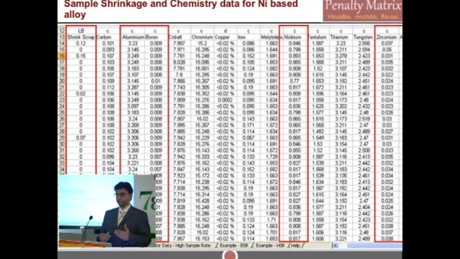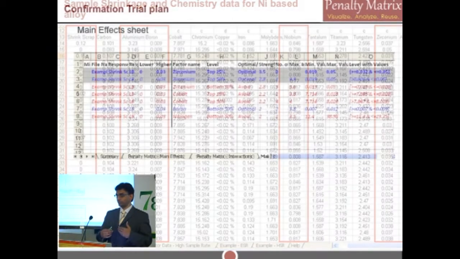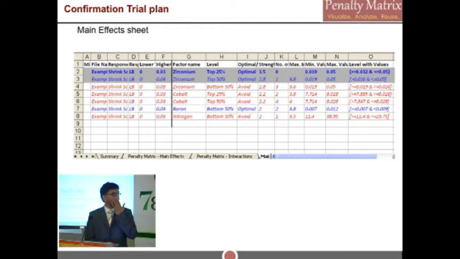So let's come back to this. We input that data, we have those threshold values, we created penalty values, and then we'll get reports like this, the one which we've seen in our previous presentation. Every row in the main effect sheet is a hypothesis. Now what we need to do is interpret that hypothesis with further evidence from the penalty matrix and your domain knowledge, and see whether you want to pick that level into your confirmation trial or not.